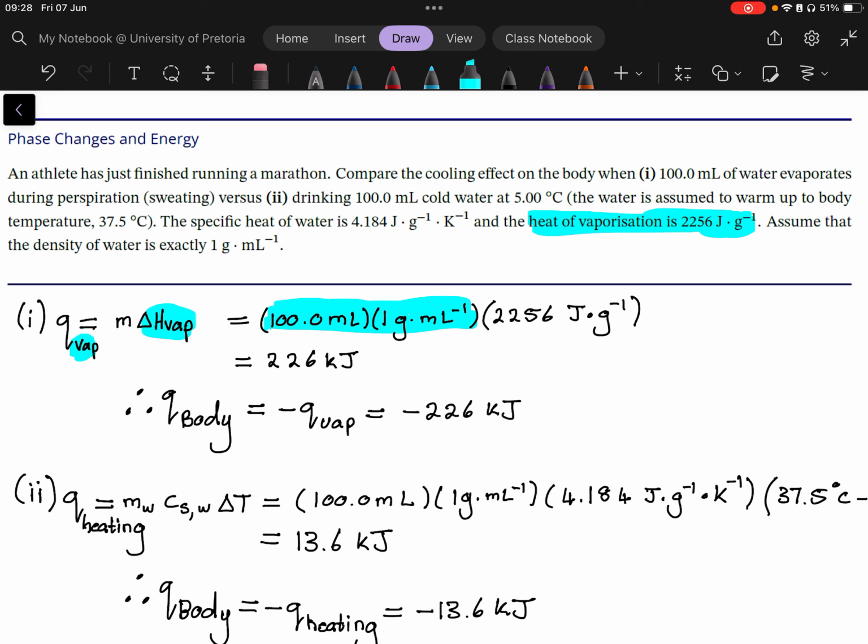So in other words, we would need to give at least 226 kilojoules to the 100 milliliters of water for all of it to evaporate. But listen to the words carefully. I need to give that amount of heat to the water. That means my body, or the athlete's body, needs to give off that amount of heat. In other words, the heat that the body gives off is the negative of that. So the body loses that amount of heat. In thermodynamics, the negative indicates the loss of heat, meaning the body loses 226 kilojoules. Okay, so that's the first one.